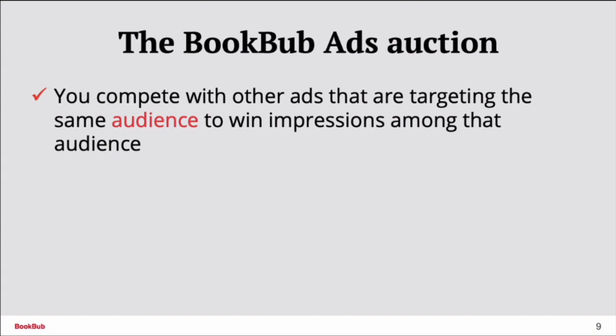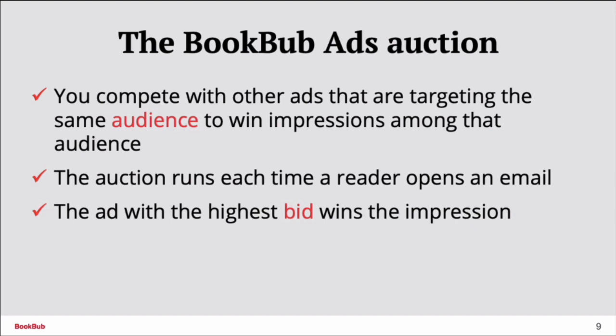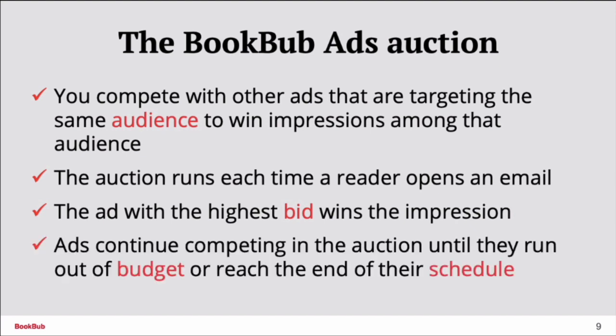So your ads are competing with other ads that are targeting the same audience to win impressions among that audience. The auction runs each time a reader opens an email. The ad with the highest bid wins the impression. And ads continue competing in the auction until they run out of budget or reach the end of their schedule. Let's walk through an example of how this works.